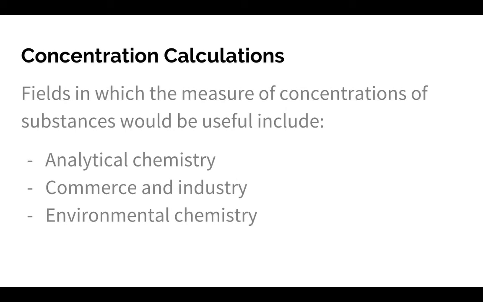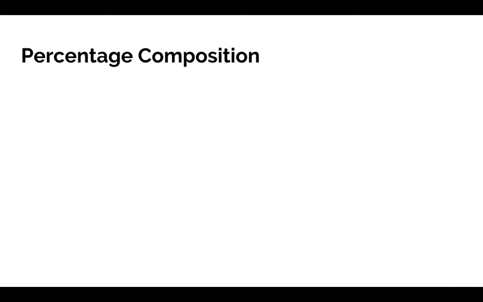So why use concentration calculations? They can be used in a number of different fields, including analytical chemistry. That might include forensic chemistry, commerce and industry, in order to work out if it would be, for example, viable to extract a mineral from a particular ore, or environmental chemistry, to measure the contamination in particular waterways or in the air. So what are our different types of concentration calculations?